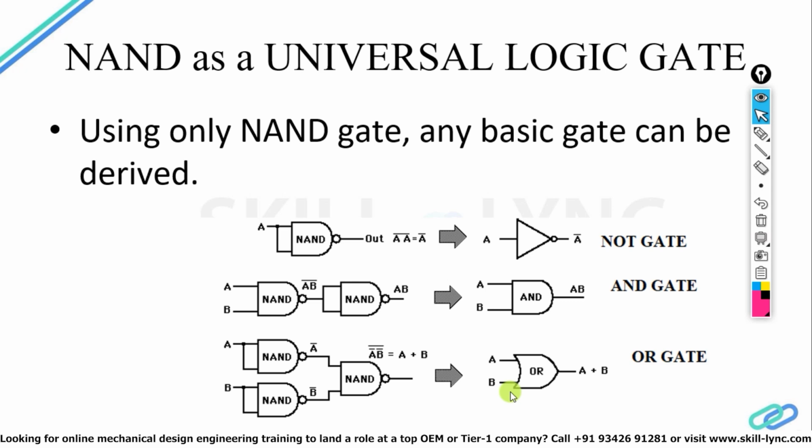Now as I have told you earlier also, NAND is a universal logic gate. Means any basic gate can be derived. So we will see how the AND gate, how the NOT gate and how the OR gate can be derived using the NAND logic gate. When the same input is given, it will work as a NOT gate. Then NAND plus NAND equals AND. When our inputs are inverted, with 2 NOT gates and then we take NAND, it becomes an OR gate. Let's understand this concept in detail.